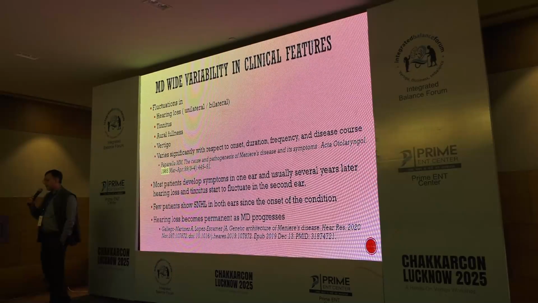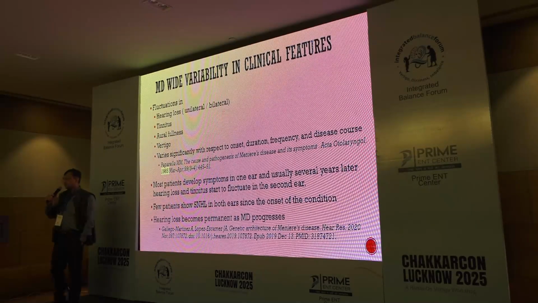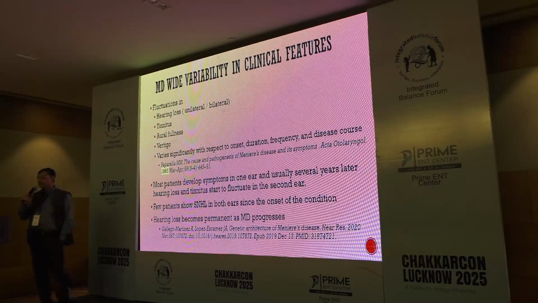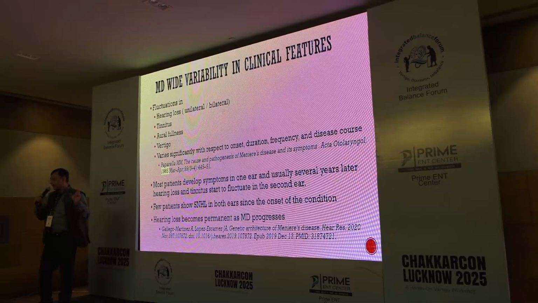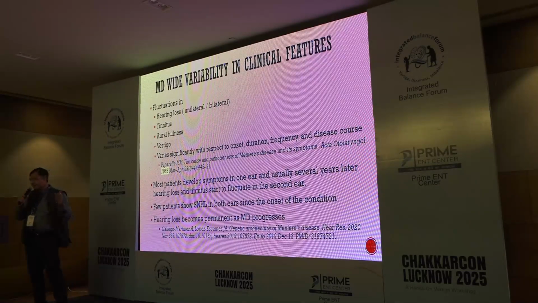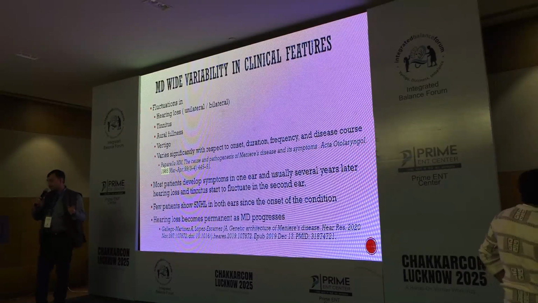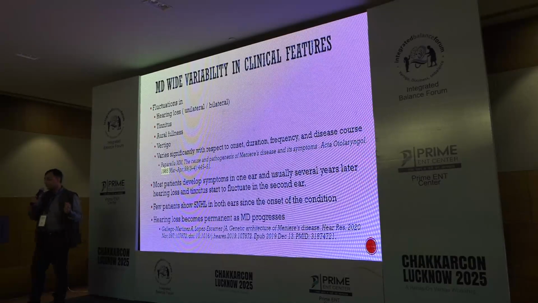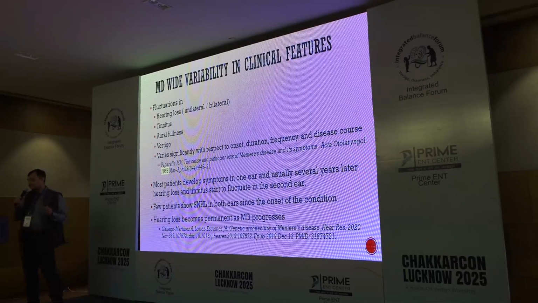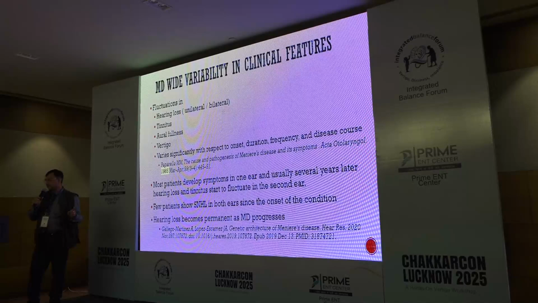Historically, in 1985, Paparella had described the variations in the clinical features of Meniere's, in which there was fluctuation in hearing loss. To be noted here, though classically Meniere's disease has unilateral hearing loss, even in 1985, he had mentioned that it may be bilateral. There can be tinnitus, aural fullness, and vertigo, and this varies significantly with respect to the onset, duration, frequency, and the disease course. Most patients develop symptoms in 1 ear, and with time, several years later, hearing loss and tinnitus may affect the second ear in Meniere's disease. However, in some patients, they may show SNHL in both the ears from the start.